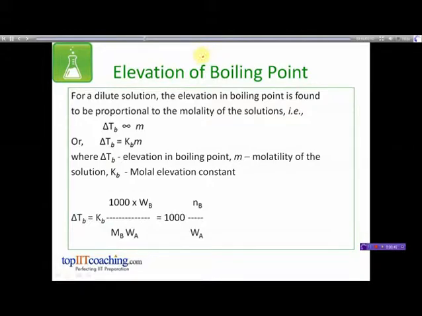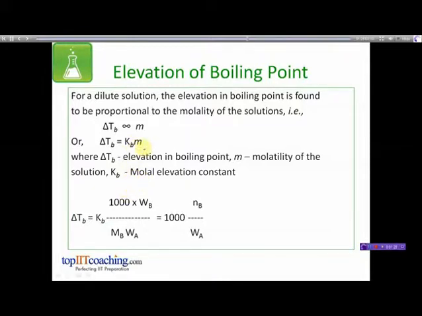Now, for a dilute solution, the elevation in boiling point is found to be proportional to the molality of the solution. So, if delta Tb represents the elevation in the boiling point and small m as usual denotes the molality, we can write that delta Tb is proportional to m, or delta Tb is equal to Kbm, where Kb is the molar elevation constant. It is also known as the boiling elevation constant. It is equal to the elevation in boiling point when 1 mole solute is dissolved in 1000 grams of solvent. In this case, the solute is non-volatile and solvent is volatile.